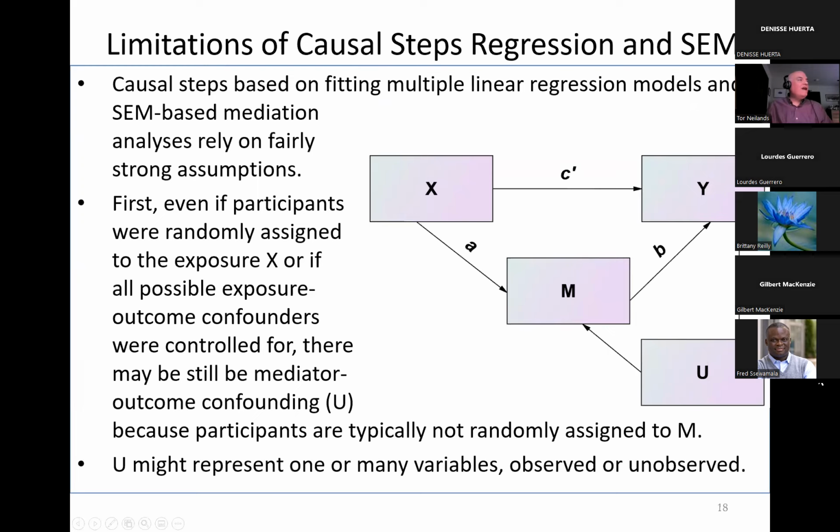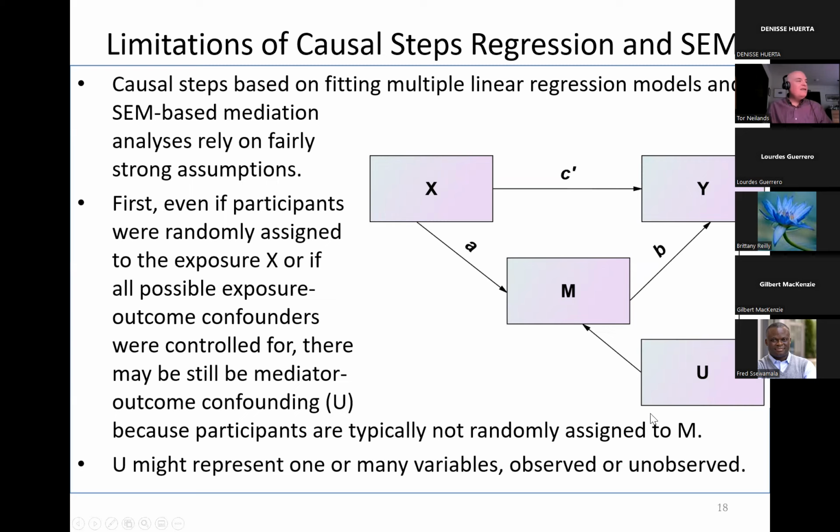All right, so let's talk a little bit about some limitations of causal steps, which we've already covered some of, but also SEM. And these are now bigger, more conceptual limitations. Basically, the main limitation here is that both causal steps and SEM rest on some pretty strong assumptions.